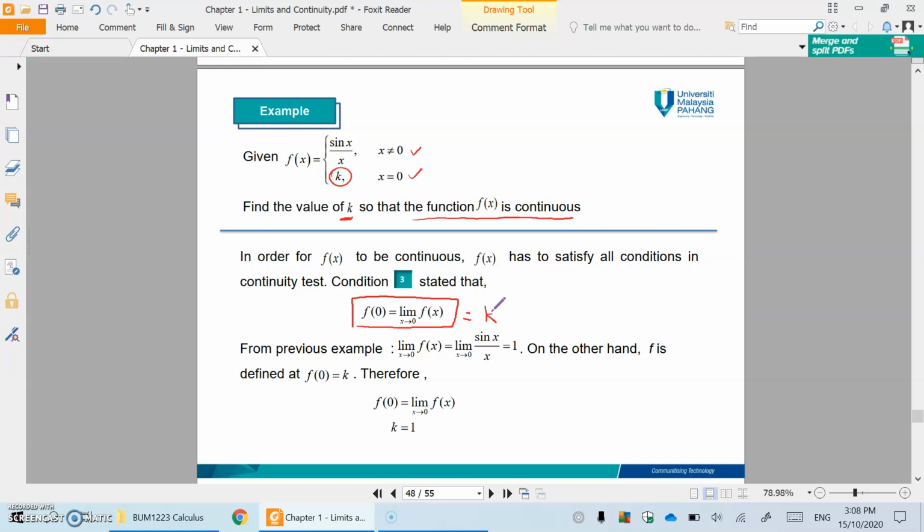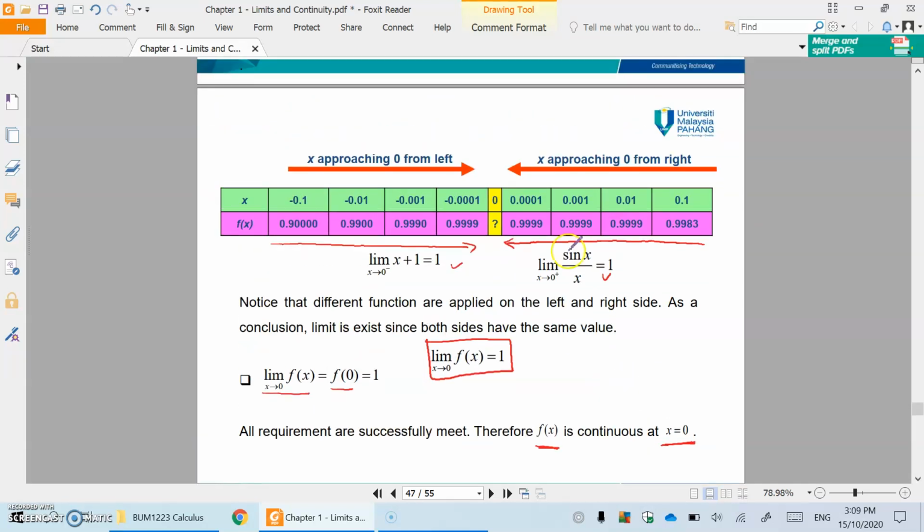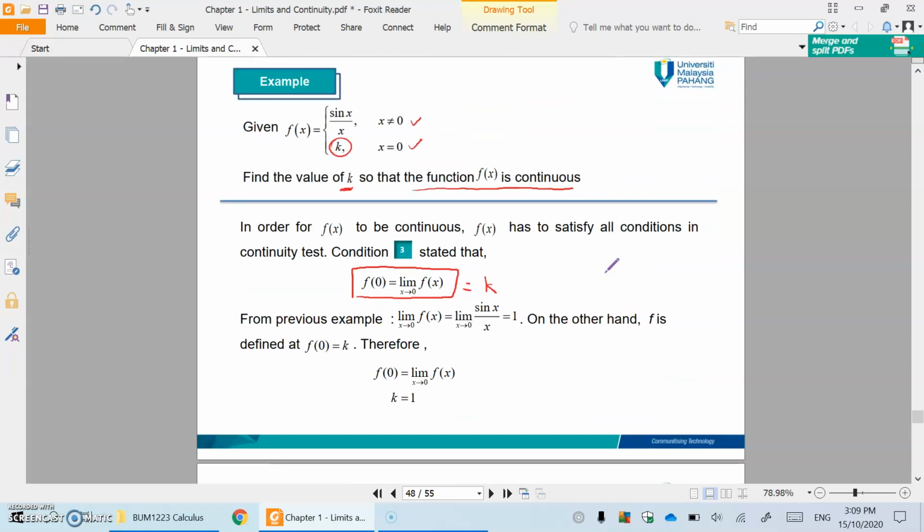So we can calculate the limit of f(x) by considering the previous example. When we calculate the limit of sin x over x, we get 1. So we simply put the limit of sin x over x equals 1. Since f(0) equals the limit of f(x), which equals k, and the limit of f(x) itself equals 1, directly we have k equals 1.